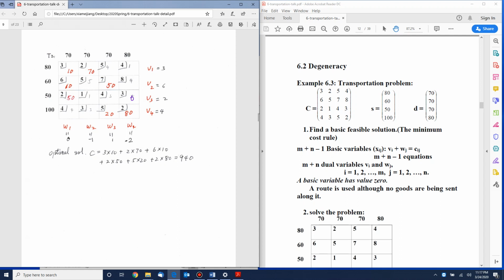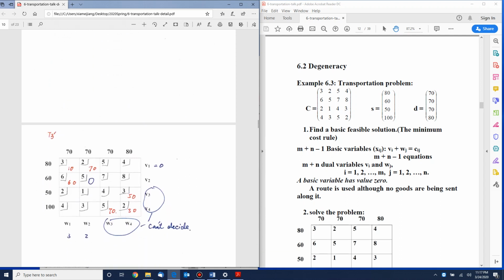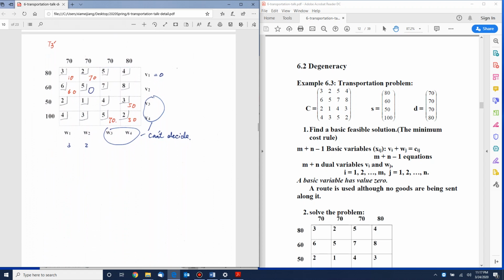You probably wonder, what if we choose another basic variable when we meet the degeneracy? Okay, now let's see. When I choose x22 to be the basic variable for the degeneracy, and that settles x22 equals 0 to be the basic variable, you couldn't decide the values of V3 and V4, W3 and W4.